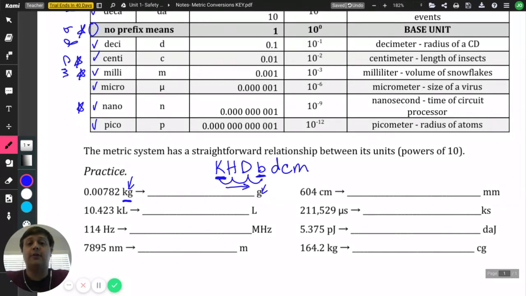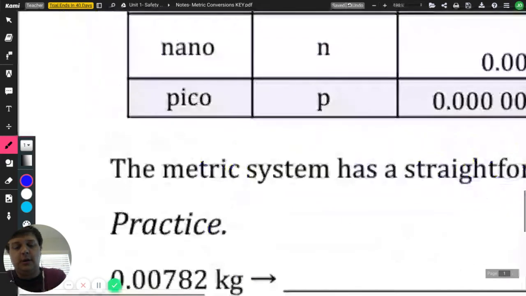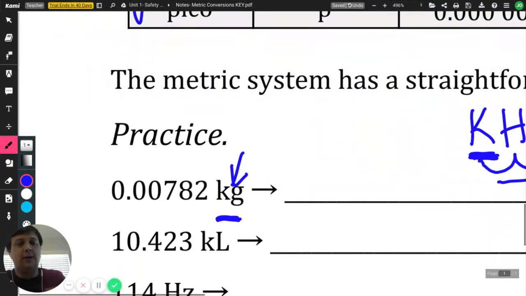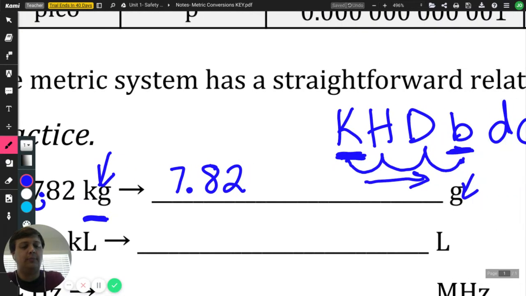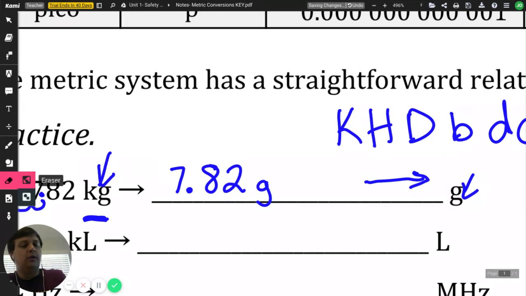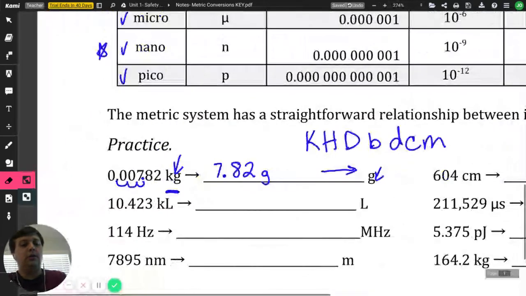Okay, so since I moved it 3 times to the right, what I do is I come back to my number. I find that decimal and I move it 3 times to the right. So I take my decimal, 1, 2, 3 times to the right. So my number would be 7.82 grams. Okay, that would be my answer there. Okay, now let's go through another one. I'm going to erase my little loops right there.